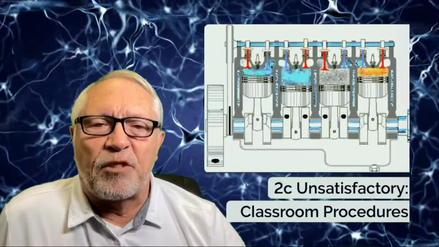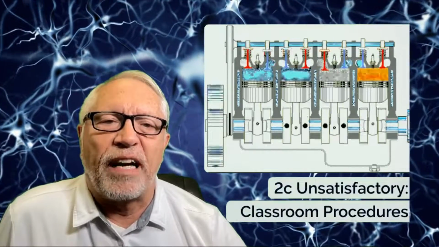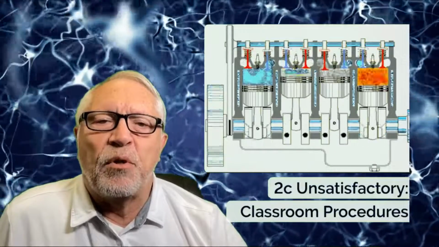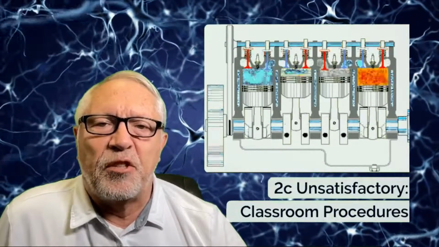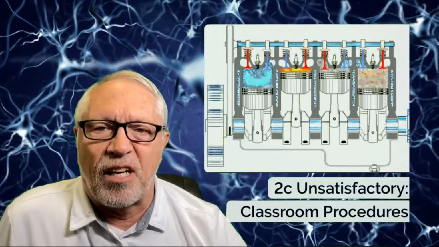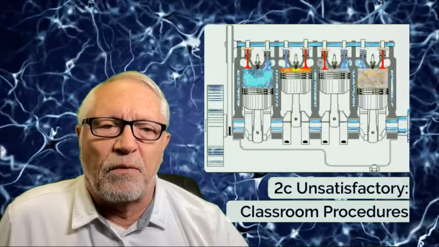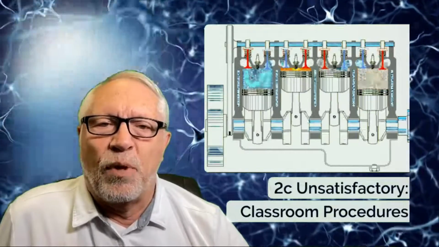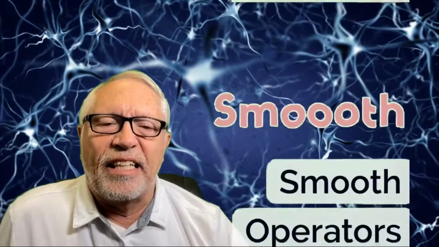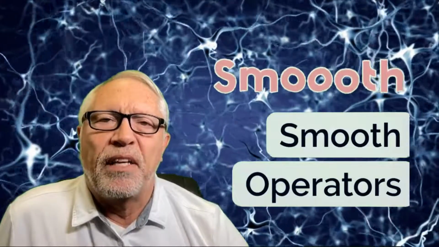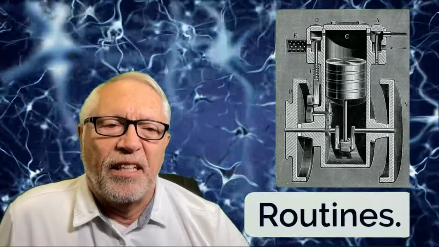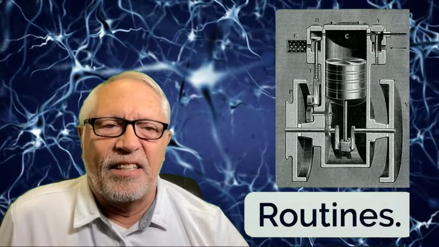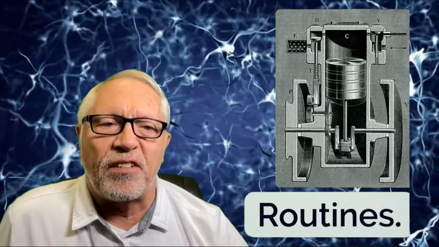Today we're talking about classroom procedures, and we're looking at the unsatisfactory level. The classroom does not run like a smooth machine in this area. There's just too many problems. Either the timing belt is off, the spark plugs don't fire. It's just obvious that the classroom runs sluggishly. It is everything but smooth. They are not smooth operators. There's backfires. There's clanging in the engine. It just doesn't seem to even get started sometimes.